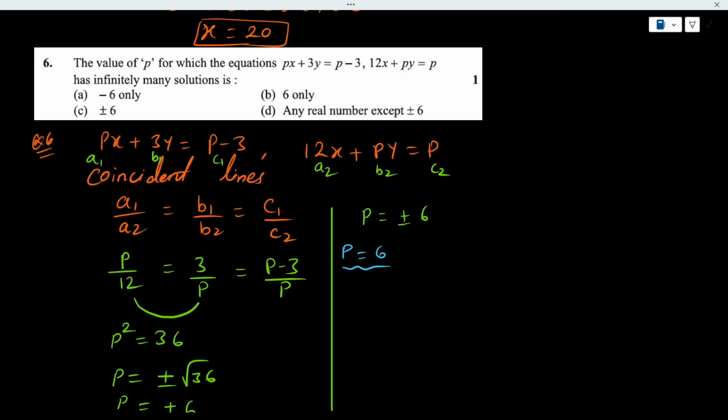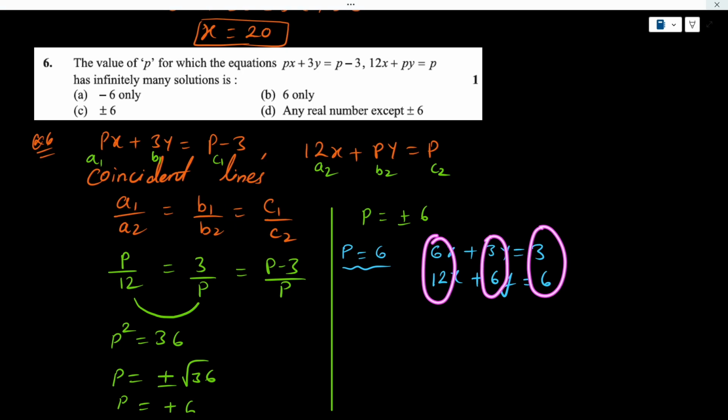So if P is equal to 6, it is 6x plus 3y equals 6 minus 3, which is going to be 3. Similarly, the second equation is 12x plus 6y is equal to 6. Now here I have to check whether a1 by a2 equals b1 by b2 equals c1 by c2 or not. So 6 by 12 it is half. 3 by 6 it is half. Again 3 by 6 it is half. That means P equals 6 is the right option.